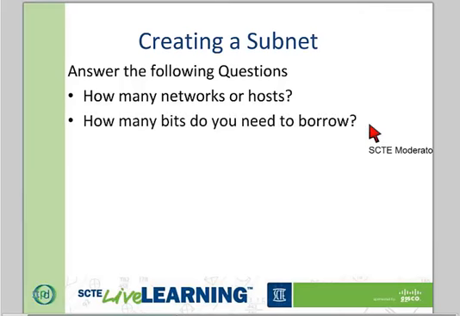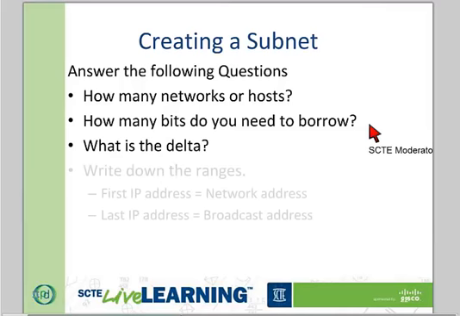The second question is, how many bits do you need? So you decide, okay, how many bits do I need? I decide I need 8 networks. So there's going to be a little bit of conversion. Well, 2 to the what power gives me 8? That's going to tell you how many bits. So in this case, if it's 16, 2 to the 4th equals 16, so I need to borrow 4 bits. And I'm going to borrow them from my host. I can't borrow it from the network. And then what is my delta? The delta is the change. And the change is basically how it's going to change from one subnet to the next subnet to the next subnet. And we'll take a look at that.